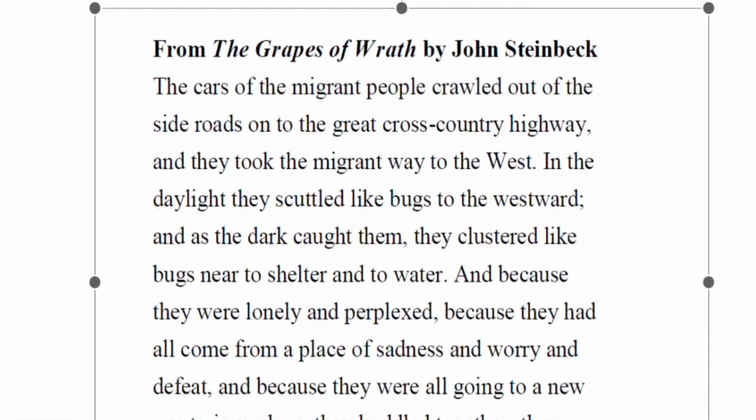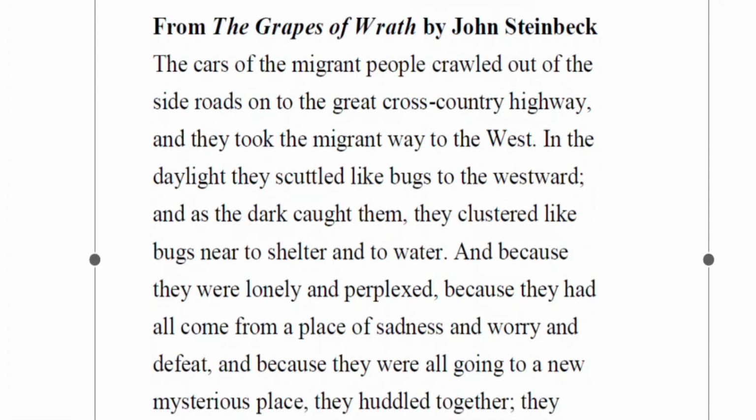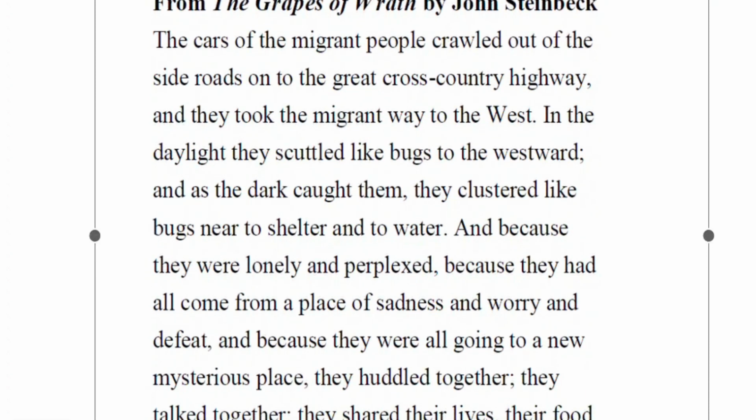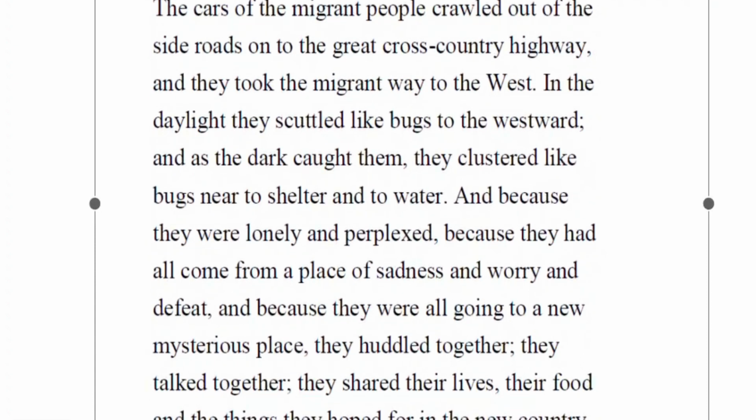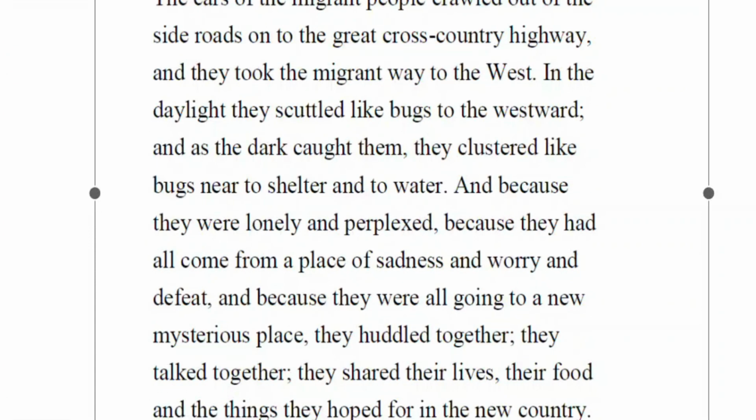Let's take a read. The cars of the migrant people crawled out of the side roads onto the great country highway, and they took the migrant way to the west. In the daylight they scuttled like bugs to the westward, and as the dark caught them, they clustered like bugs near to shelter and to water. And because they were lonely and perplexed, because they had all come from a place of sadness and worry and defeat, and because they were all going to a new mysterious place, they huddled together, they talked together, they shared their lives, their food, and the things they hoped for in the new country.